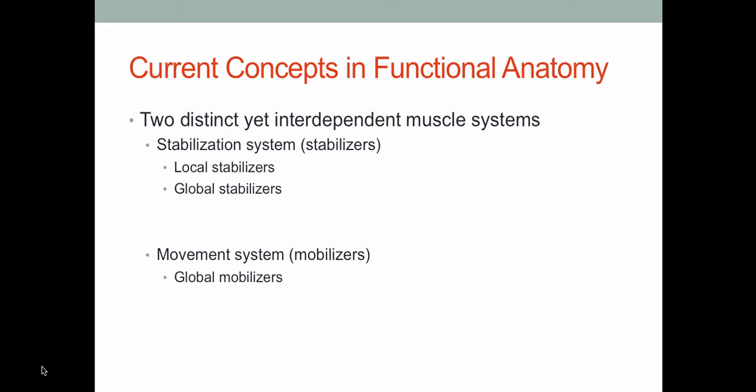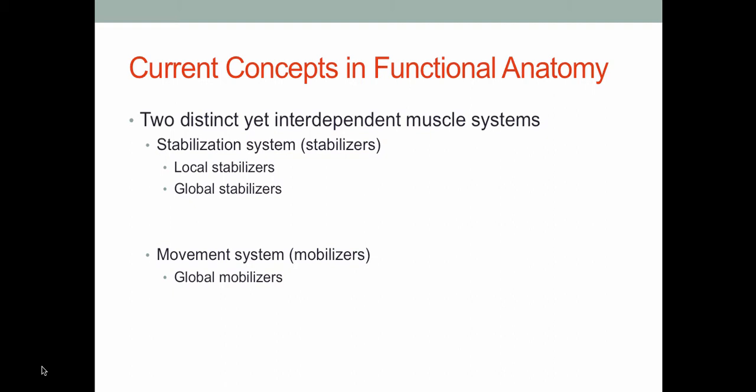Now we can also have what's called a global stabilizer. A global muscle is a big muscle. I call them the big dummies, that move us around. And you could compare them to the local stabilizers and say that the local muscles are the glue that hold us together. So a global stabilizer might be the hamstring muscle. Even though it's a big mover muscle, it does stabilize the pelvis.